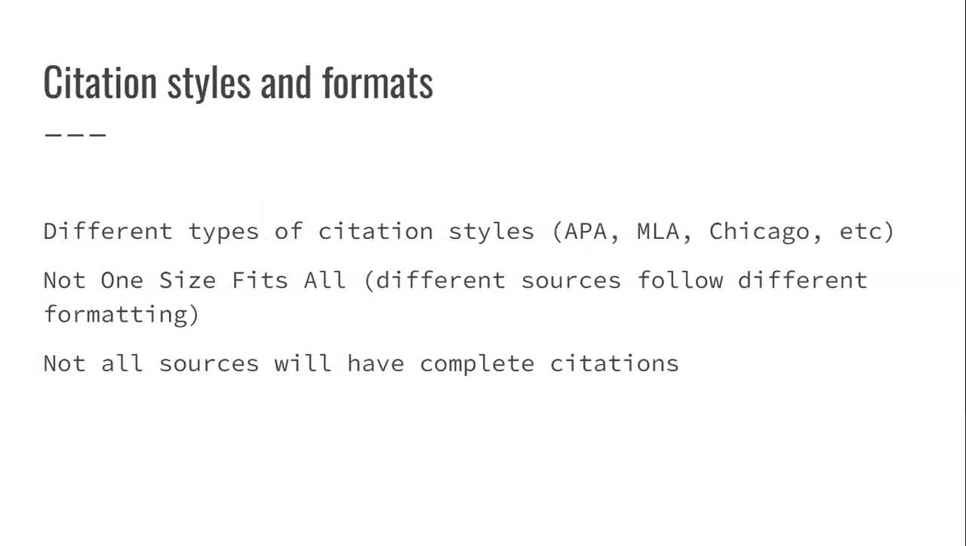There are different types of styles and formats. So if you're in an English class, for example, you might be using an MLA format. If you're in a psychology class, for example, you might be using APA. For history, you might be using Chicago. So all of these different types of formats or citation styles will be allowing your reader to know the discipline that you are working within.